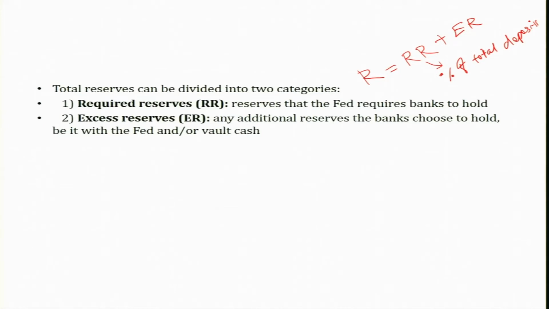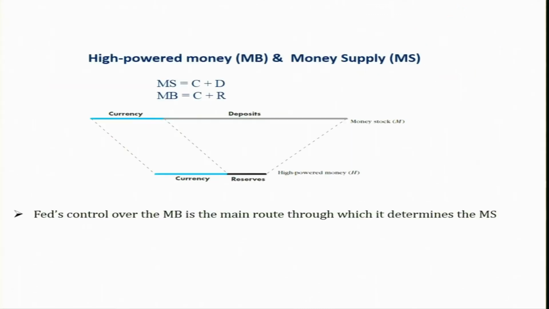In addition to that, the banking system also keeps additional money in reserve. That means any additional reserve the bank chooses to hold, be it in the Fed account or in their own vault, that is vault cash, is called excess reserve. So, total reserve is equal to required reserve plus excess reserve. Both are considered as reserves in our definition.